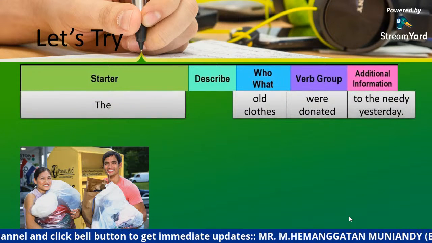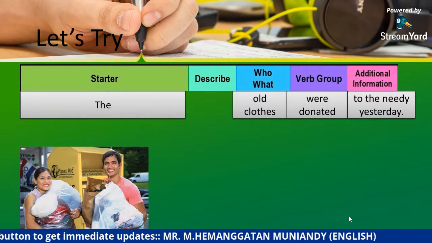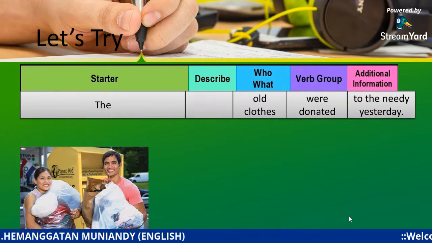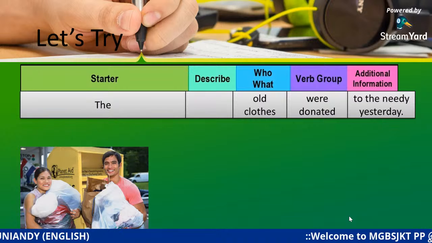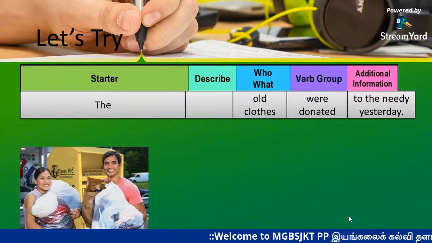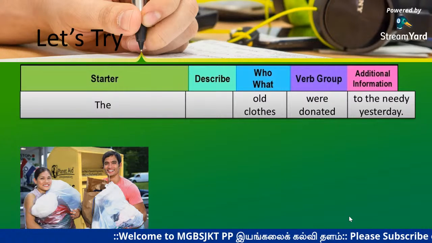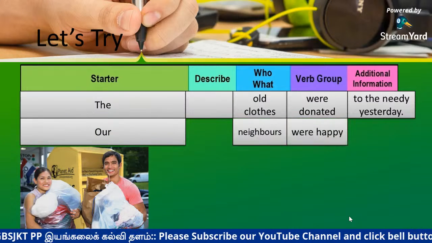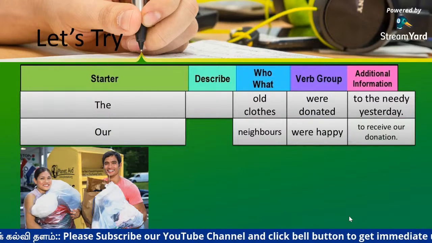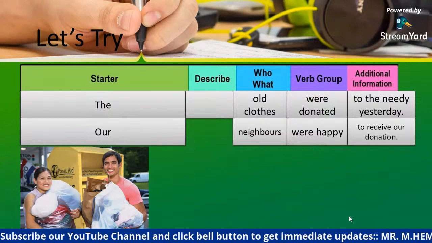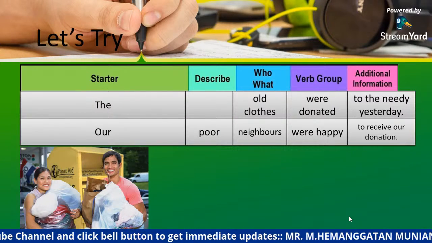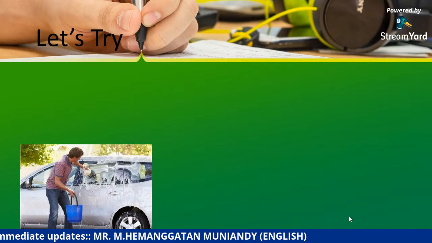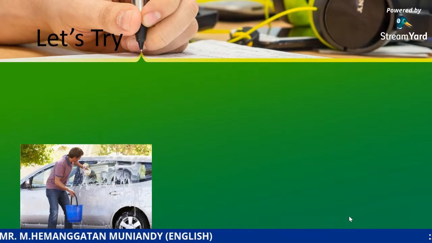Okay, let's look at the sentence. The old clothes were donated to the needy yesterday. You can say it this way, because all the while we were just looking at the who, we were not looking at the what. So this time I put the what for you. Old clothes were donated to the needy yesterday. Second one: our neighbors were happy to receive our donation, or were happy receiving our donation. Our poor neighbors.